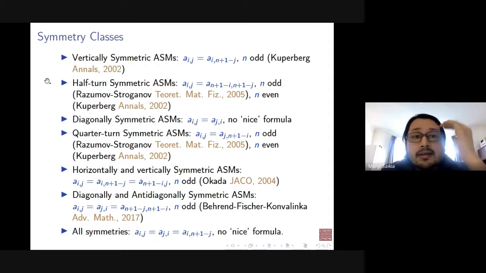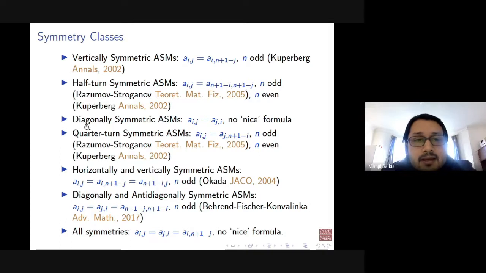This was done in a very famous Annals paper in 2002. So he did several of these symmetric classes and much more in that paper. The second class would be half-turn symmetric alternating sign matrices, which are ASMs invariant under a rotation of 180 degrees. The half-turn symmetric ASM has two different formulas for the odd and even cases, and this was done by Kuperberg for the even case and Razumov and Stroganov for the odd case.